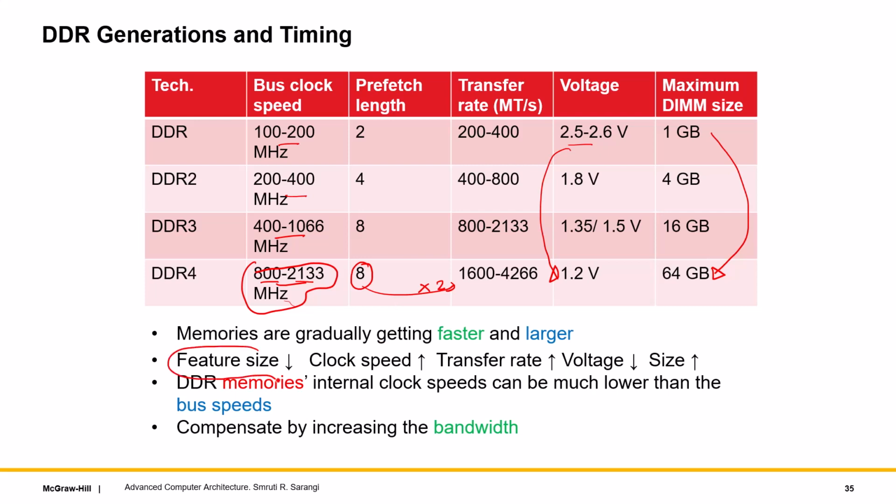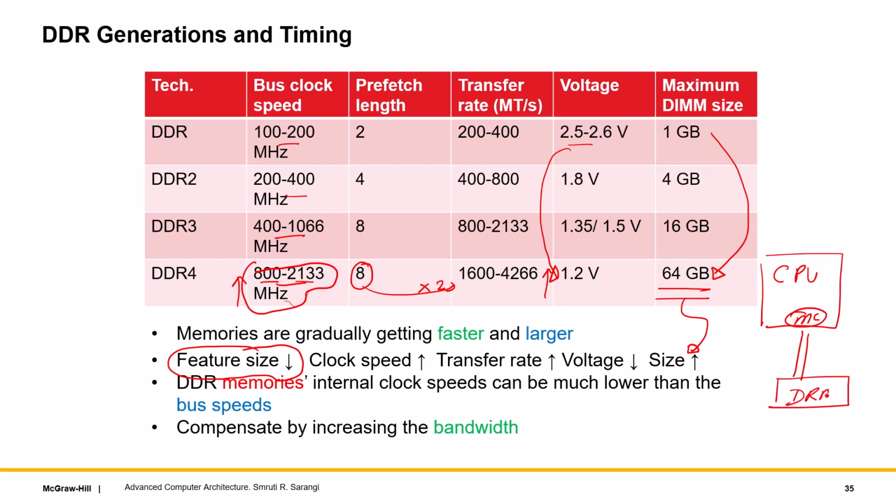Why is that the case? Because the transistor feature size is reducing. Hence, as you can see, the clock speed is increasing, the transfer rate is increasing, the voltage is reducing, which also means that the speed is increasing. And clearly, because the transistors are getting smaller, you can save more data, which means that the size is increasing. Of course, kindly bear in mind that this is the bus clock speed. It is the clock speed of the bus that is essentially connecting the CPU with its memory controller to the DRAM.